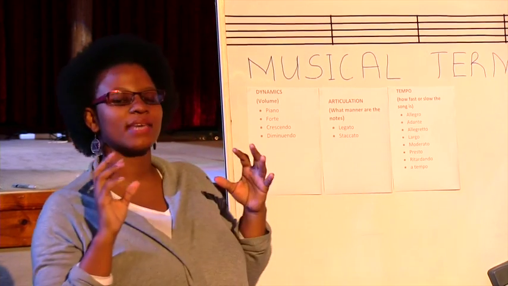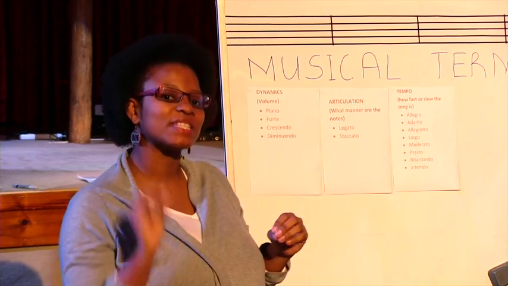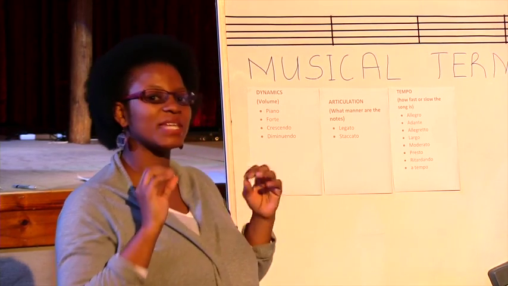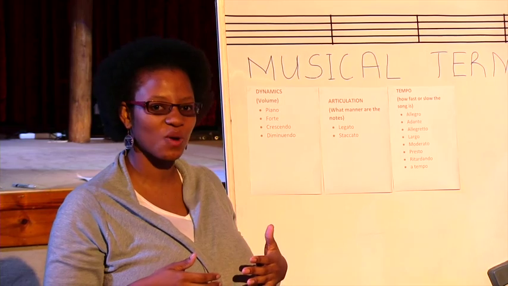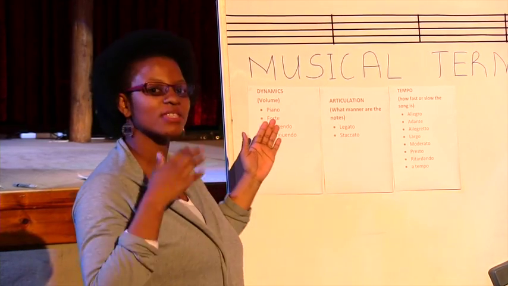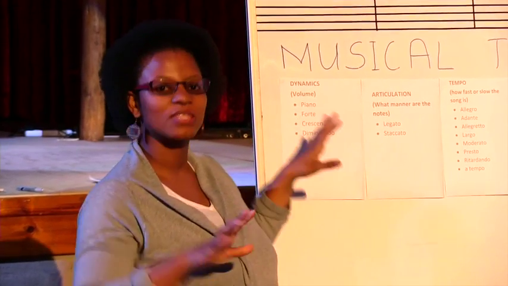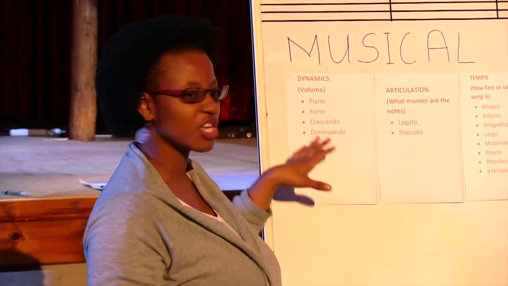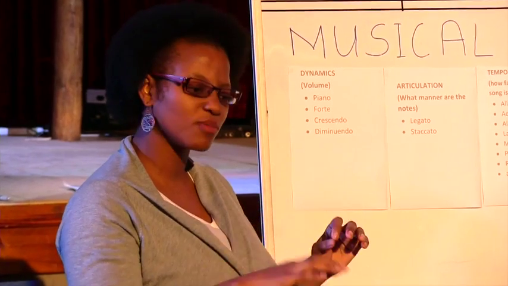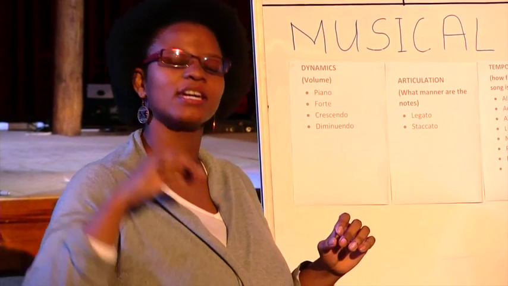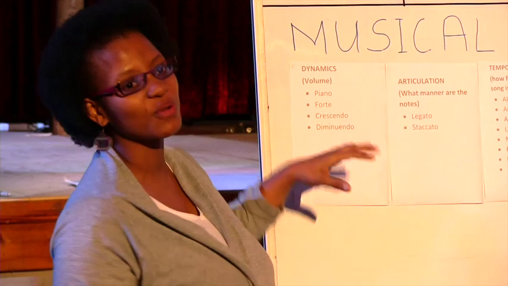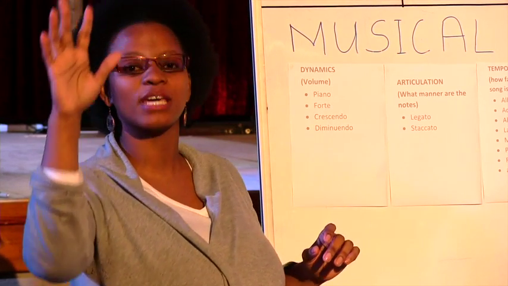What just happened is that they have demonstrated the different types of dynamics that you can add onto a song, which is piano, that was the soft, when they were singing soft. Forte, they were singing loud. Crescendo, it was a volume that was gradually getting louder. And diminuendo is when it's loud and getting softer.